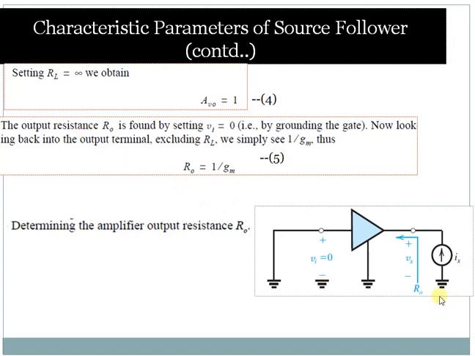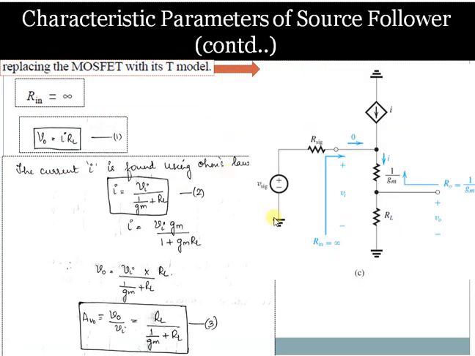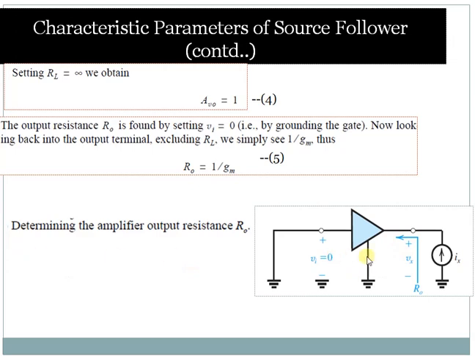In order to obtain the output resistance of the amplifier, we set the input voltage to 0 and look at the resistance obtained by looking back into the output terminal, excluding the load resistance, and we only see the value of 1 by Gm, as shown here. So you can see that when you exclude RL, the resistance seen will be equal to 1 by Gm. This circuit is the same one we used earlier when we explained the common source amplifier, wherein we used this circuit to obtain the amplifier output resistance.